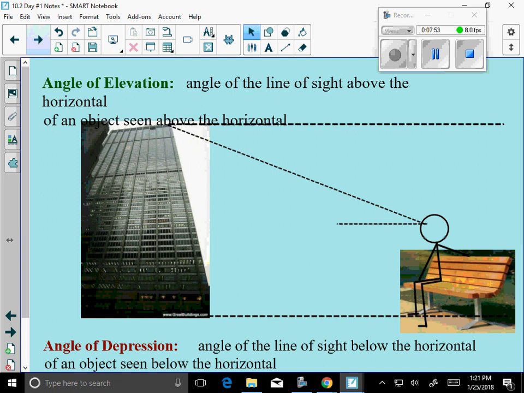Okay, let's talk angle of elevation, angle of depression. The angle of elevation is an angle formed with the horizontal and an upward facing angle. So say an individual who's obviously massive, not proportional to this building, a large person, like 17 stories tall. But let's say they're sitting on a bench and they look up at the top of the building. They have elevated their eyes. This would be the angle of elevation.